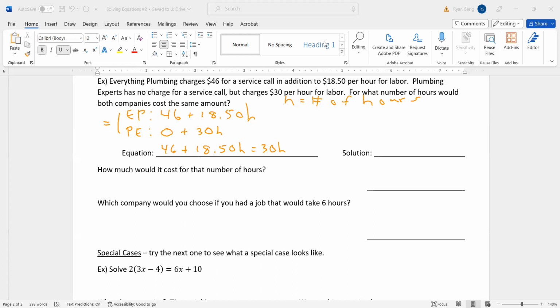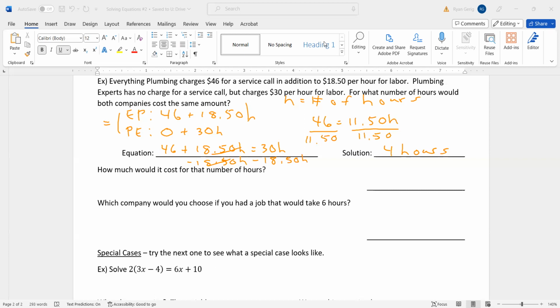So there's my equation. And I've got an equation with a variable on both sides. I'm going to subtract the 18.50H from both sides. So 30 minus 18.50 is 11.50H. Divide by 11.50, and you get 4. So what that means is, if the job is going to take 4 hours, these two companies are exactly the same cost.